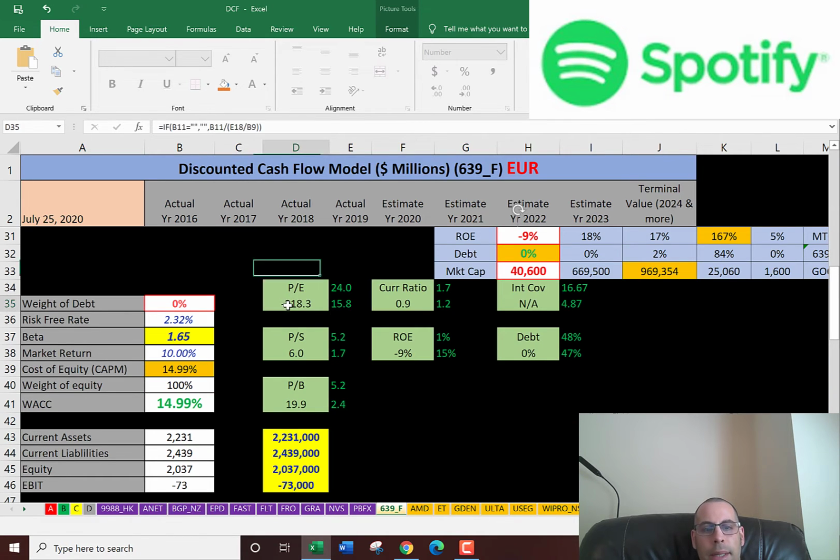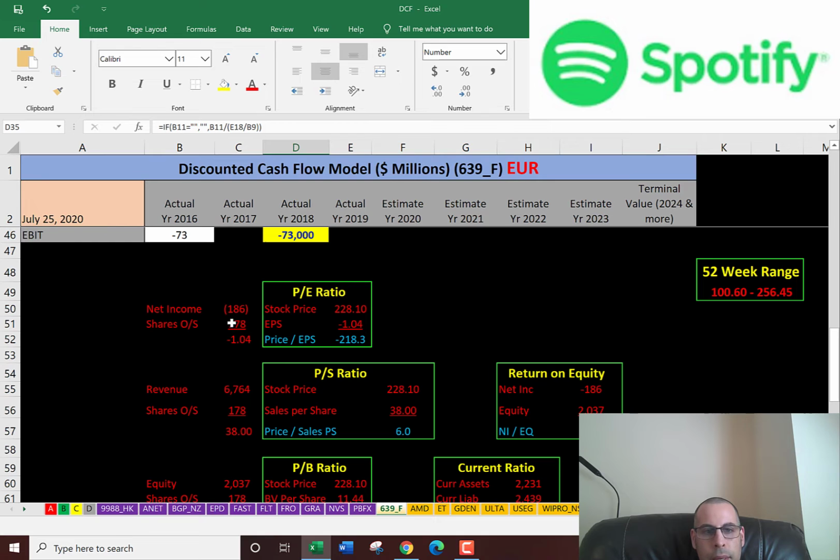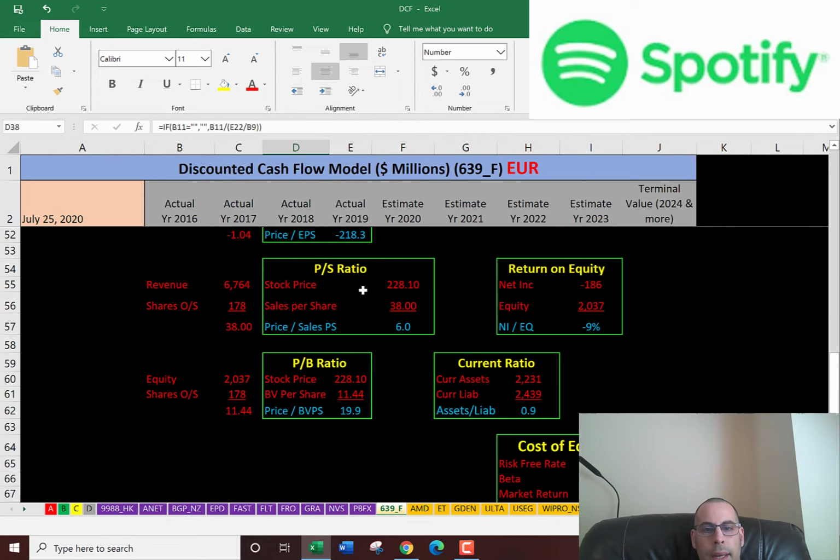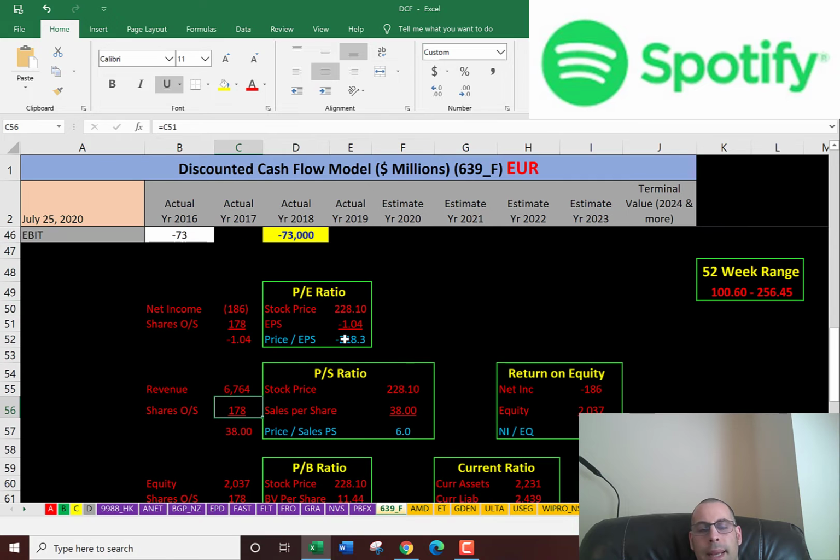They have a negative price to earnings ratio because they have negative net income. Their price to sales ratio is 6.0, which isn't so great. That's price of stock 228 over sales per share 38. And to get sales per share, that's revenue over shares outstanding. When a company has a negative PE, you look to the price to sales ratio.